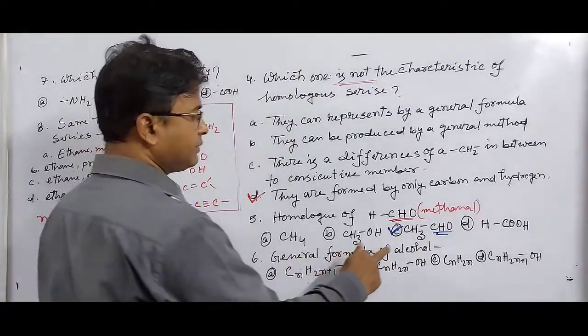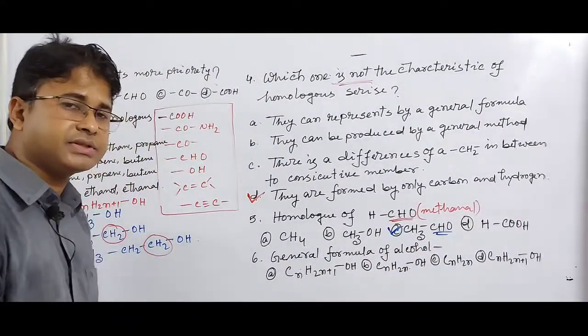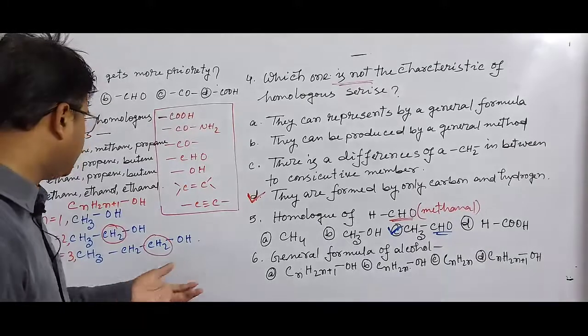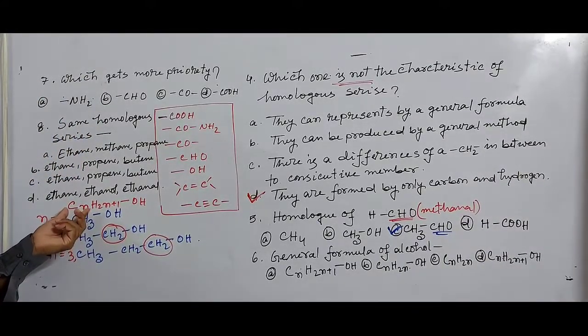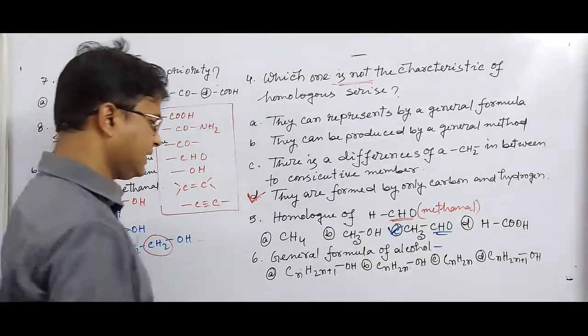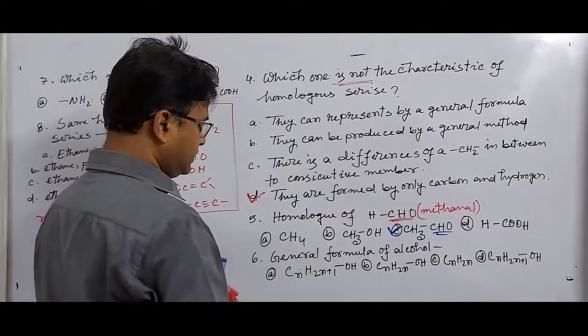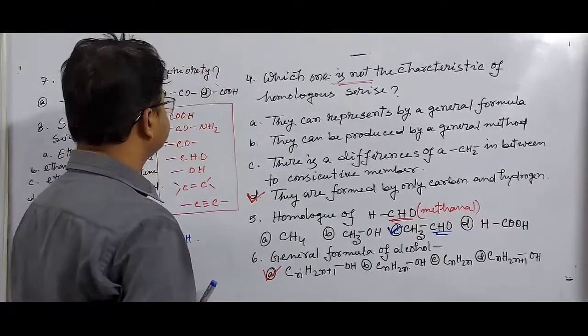The general formula of alcohol, students, I have already discussed in the previous example. This is CnH2n+1OH. So students, I can write here the general formula of alcohol. Option A is the correct answer.